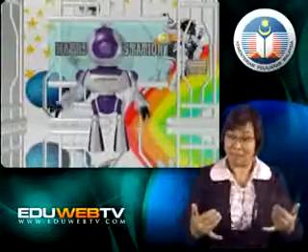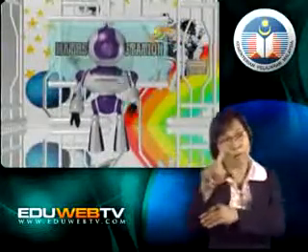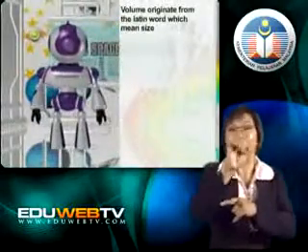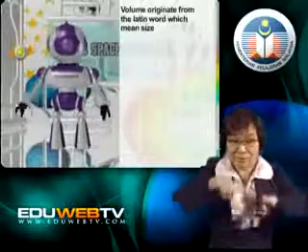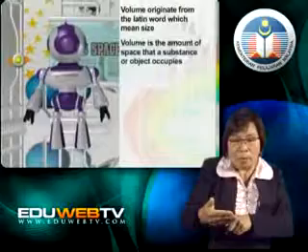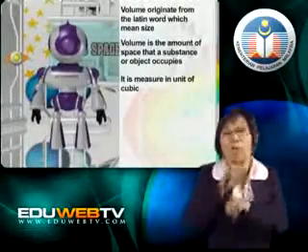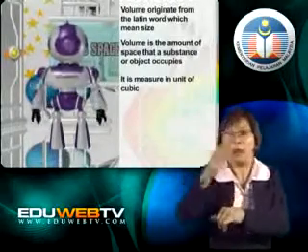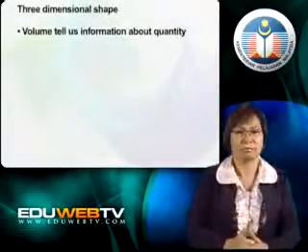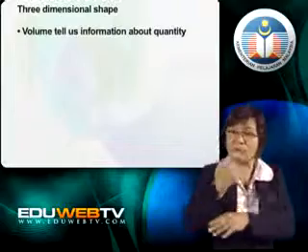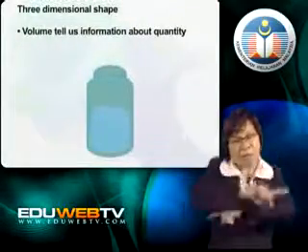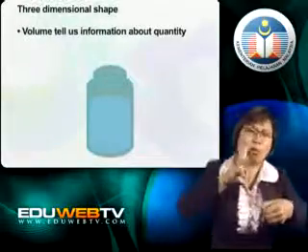Now, let us learn about volume. Volume originates from a Latin word meaning size. Volume is the amount of space that a substance or object occupies. It is measured in cubic units. Why is volume important and what is it used for? Volume is important because it tells us information about quantity, and it is used every day, like how much we need to fill our water bottle, and many more.